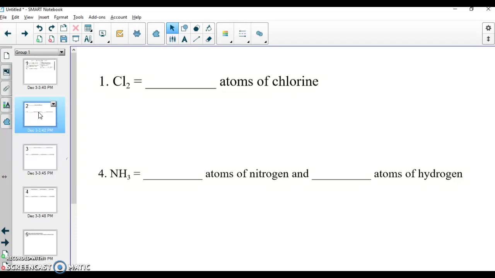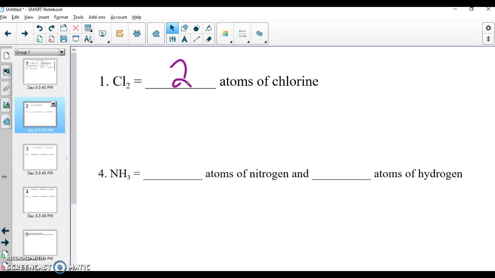So I'm going to start with number 1. This is Cl2. And so what you're going to be doing is writing down how many atoms of chlorine there are. So the 2 is the subscript that goes with Cl2 with chlorine. And so all I'm going to do is write down that there are 2 atoms of chlorine.